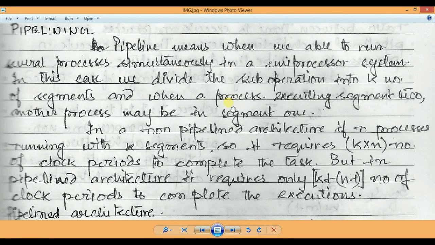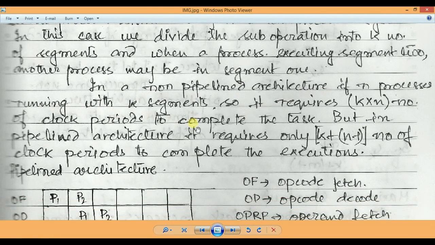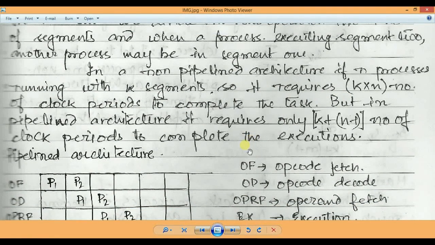In a non-pipelining architecture, if n processes run with k segments, it requires n into k number of clock periods to complete the task. What this means is, suppose one task has k number of segments. One task is divided into k segments. Let me first discuss what a segment means.